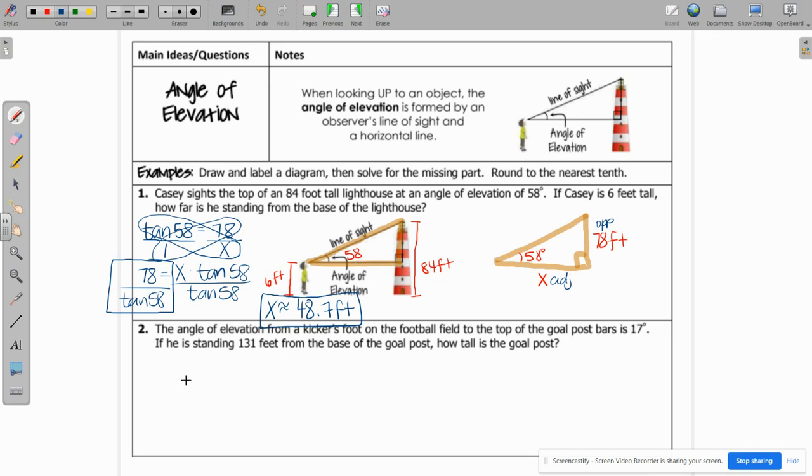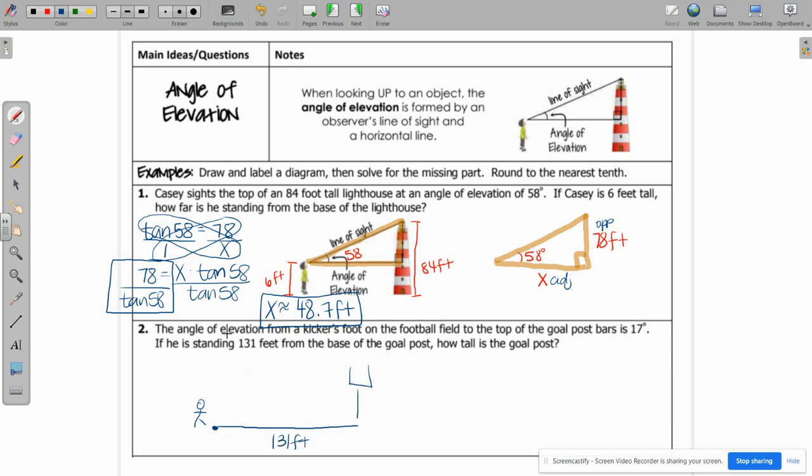Let's look at a second example. The angle of elevation from a kicker's foot on the football field to the top of the goalpost bars is 17 degrees. So picture this. If you have someone standing down here on the field, right? Here's my kicker. They're standing 131 feet away from the goalpost. So this distance all the way over to our goalpost, right? Here's our goalpost, is 131 feet.